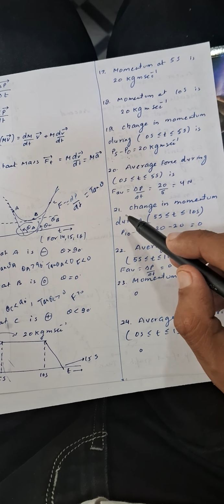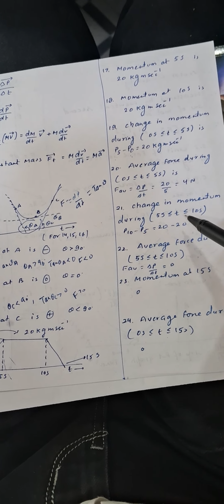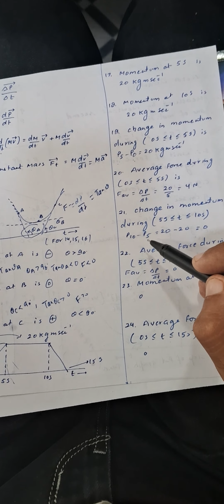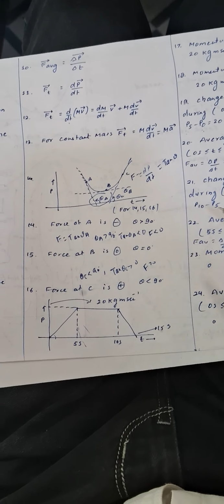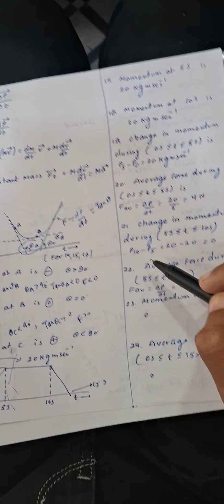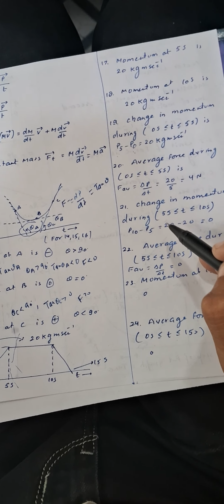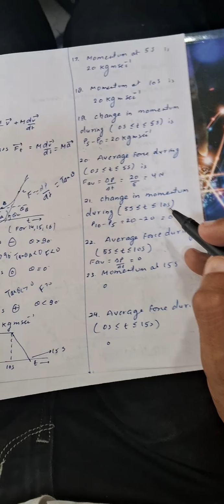Next, we are being asked change in momentum during 5 seconds to 10 seconds. So that will be p10 minus p5. And as you can see in the graph that at 5 and at 10 second momentum is equal to 20. So that means change in momentum will be 0.